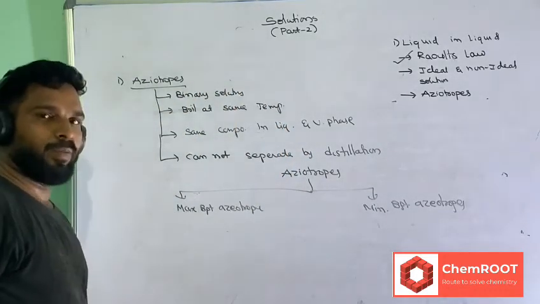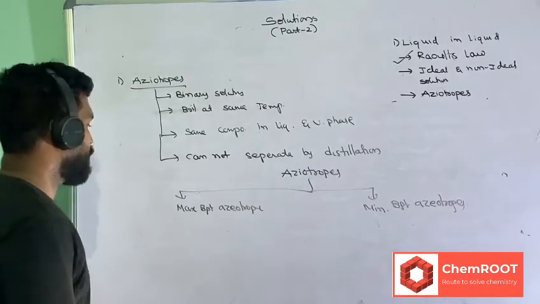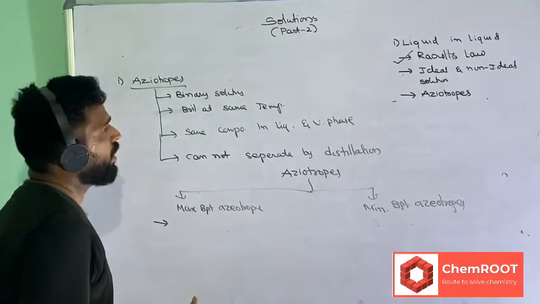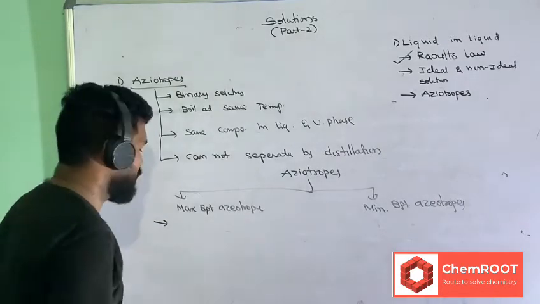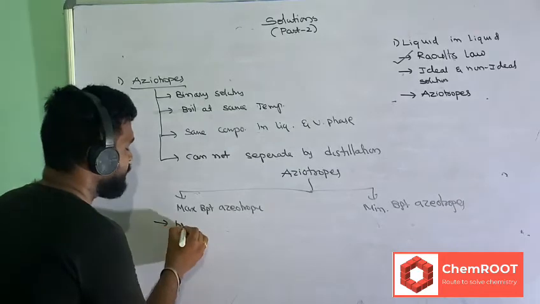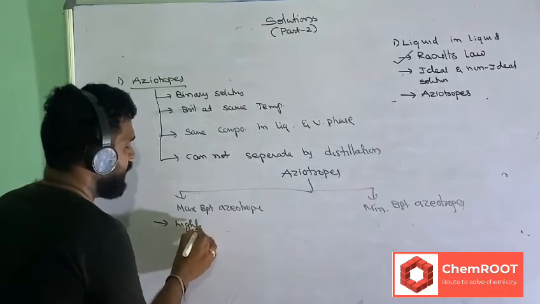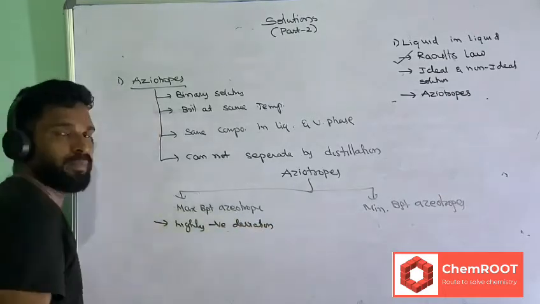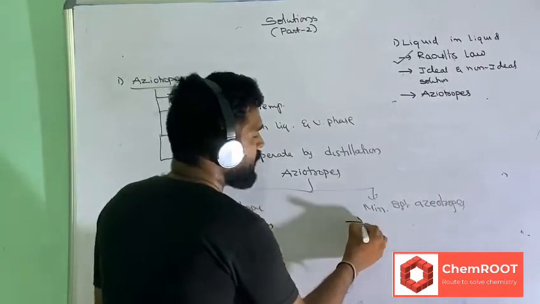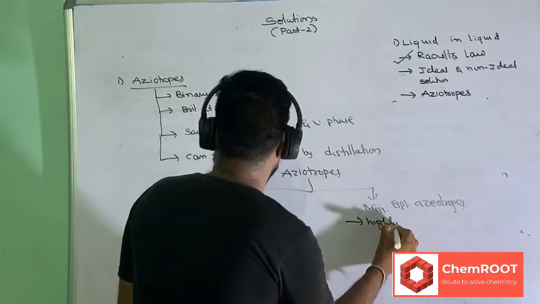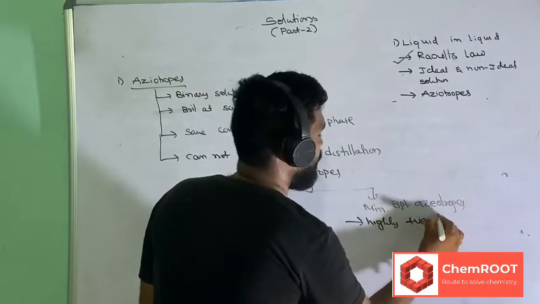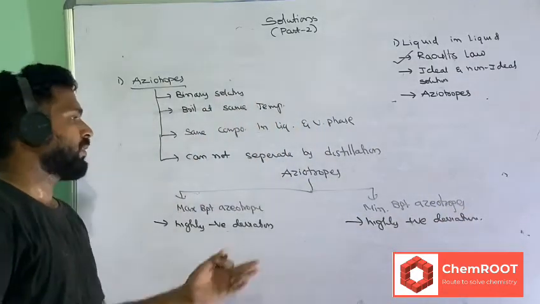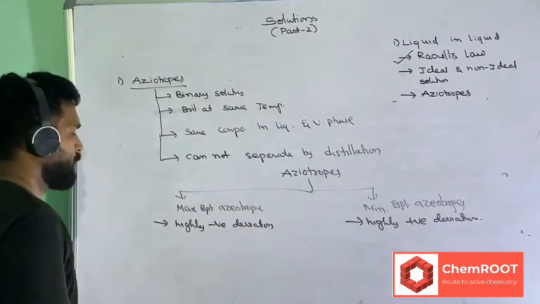Maximum boiling point, when will it be possible? When strong interactions are there. When do strong interactions occur? When the negative deviation is large. So if there is a highly negative deviation, then it shows maximum boiling point. And if there is a highly positive deviation, that shows minimum boiling point azeotropes.